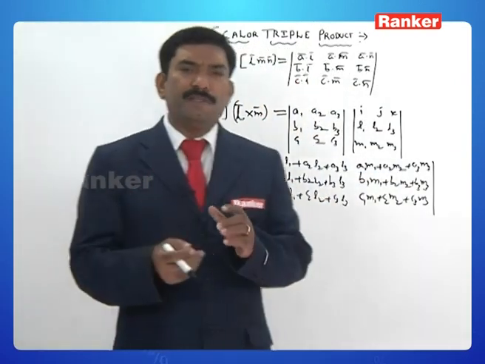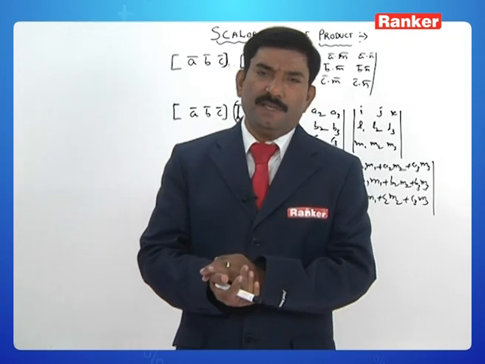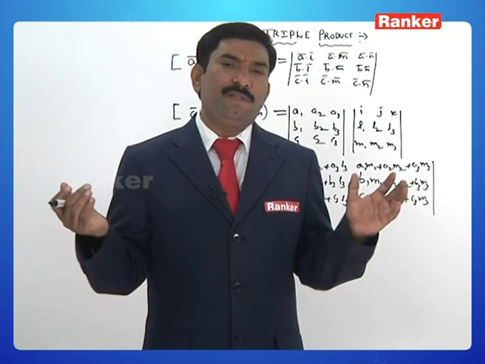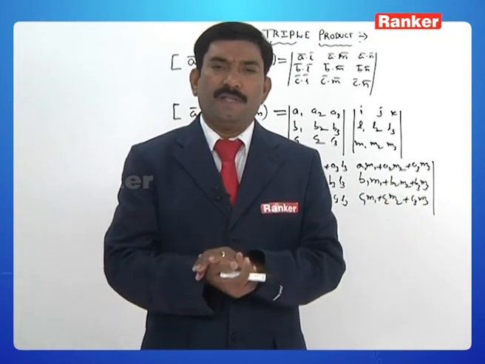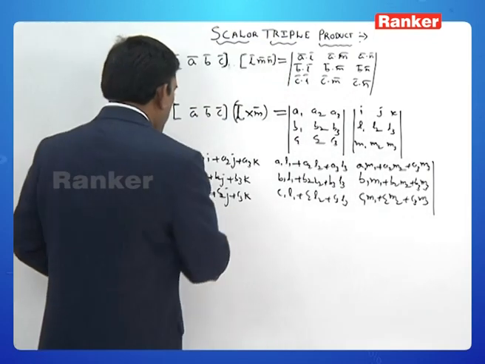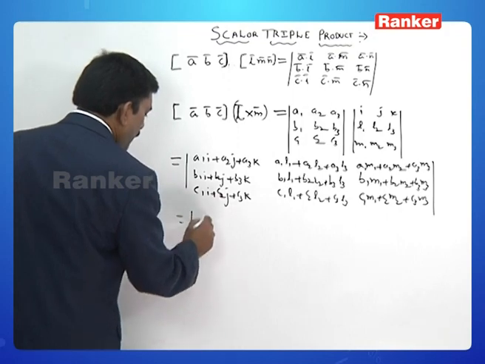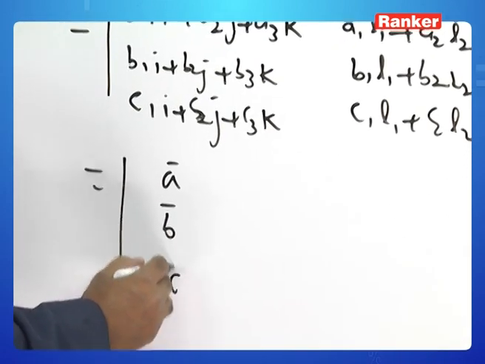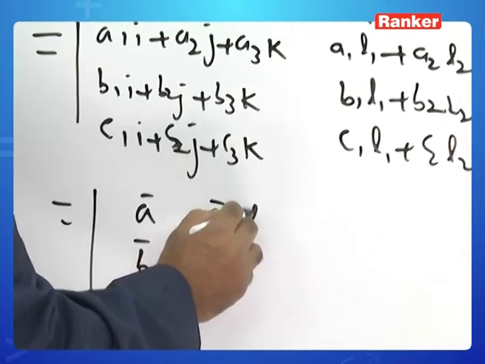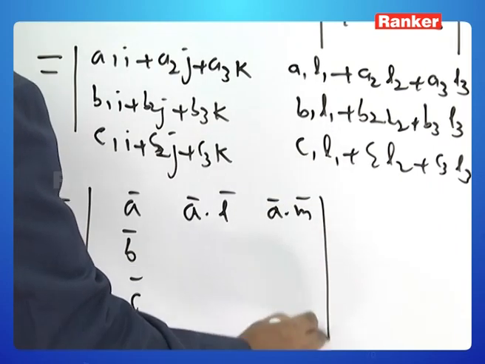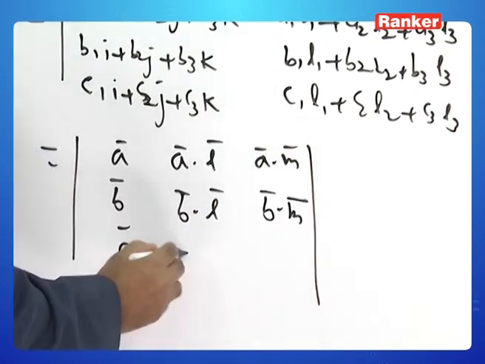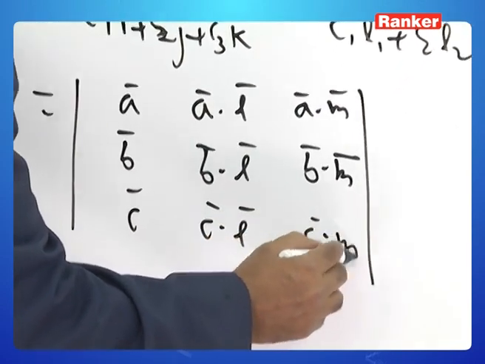If L bar is equal to L1 i plus L2 j plus L3 k, M bar is equal to M1 i plus M2 j plus M3 k, meanwhile A bar, B bar, C bar, as you know already, are A1, A2, A3, B1, B2, B3, C1, C2, C3. This is nothing but A bar, B bar, C bar. This is a dot product of A bar and L bar: A bar dot L bar, A bar dot M bar, B bar dot L bar, B bar dot M bar, C bar dot L bar, C bar dot M bar.